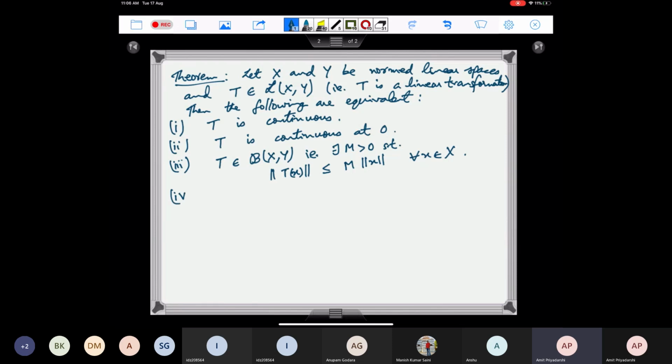And let me write one more condition. Fourth, T maps bounded sets in X to bounded sets in Y. That means that if we take any bounded subset of X, then its image under T is a bounded subset of Y. So this is the reason why it is called a bounded operator. Let's try to prove this.